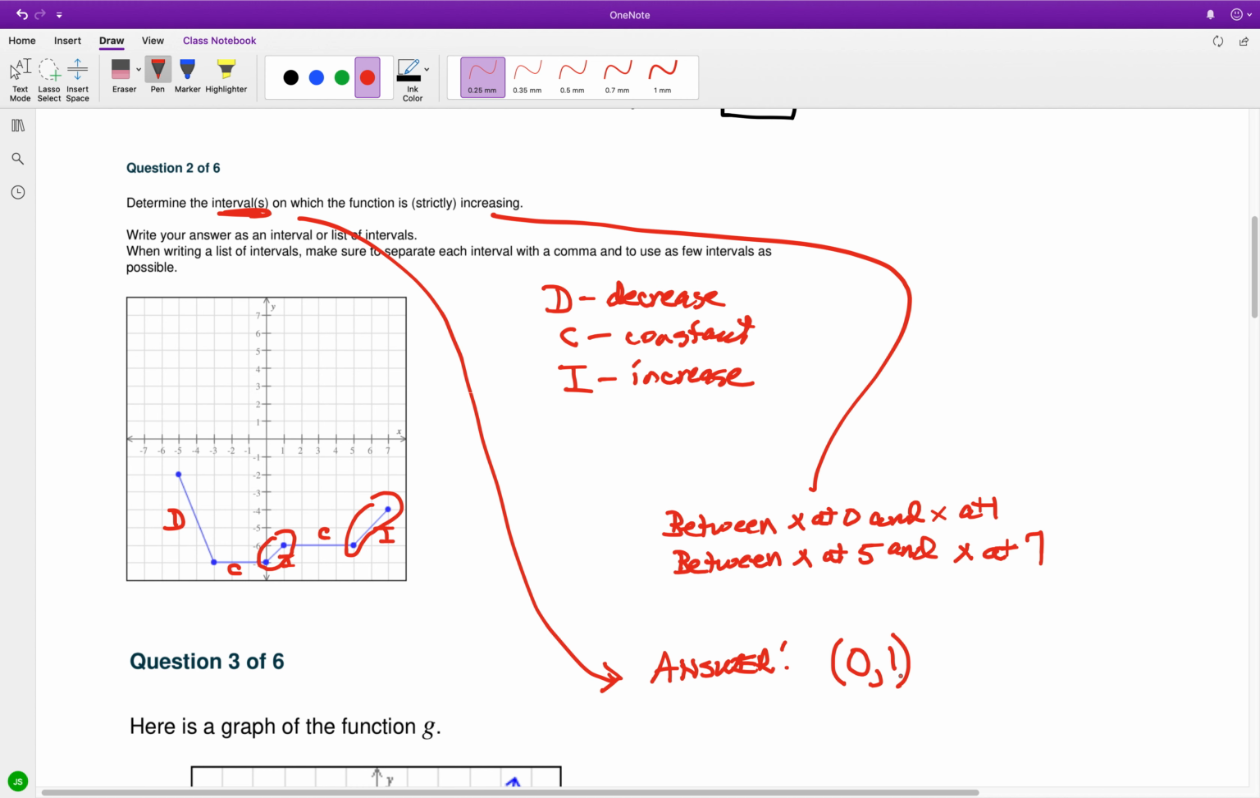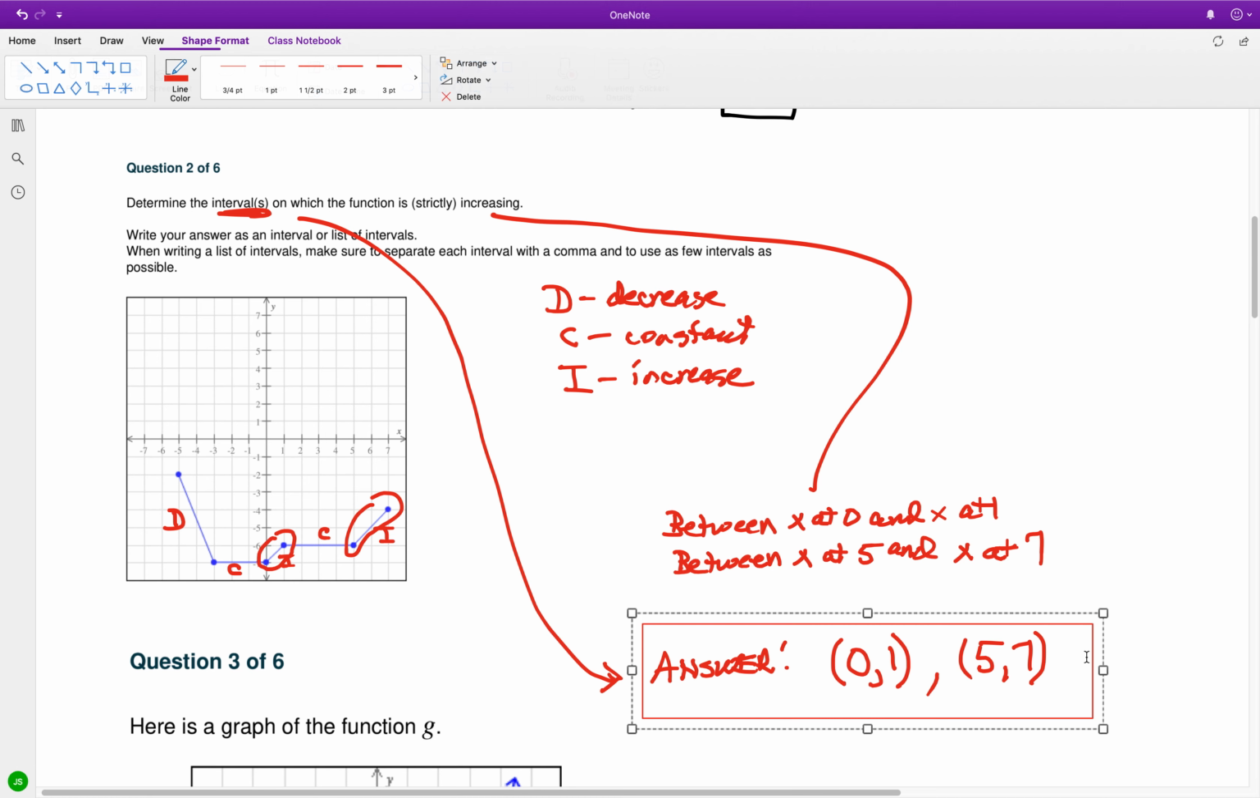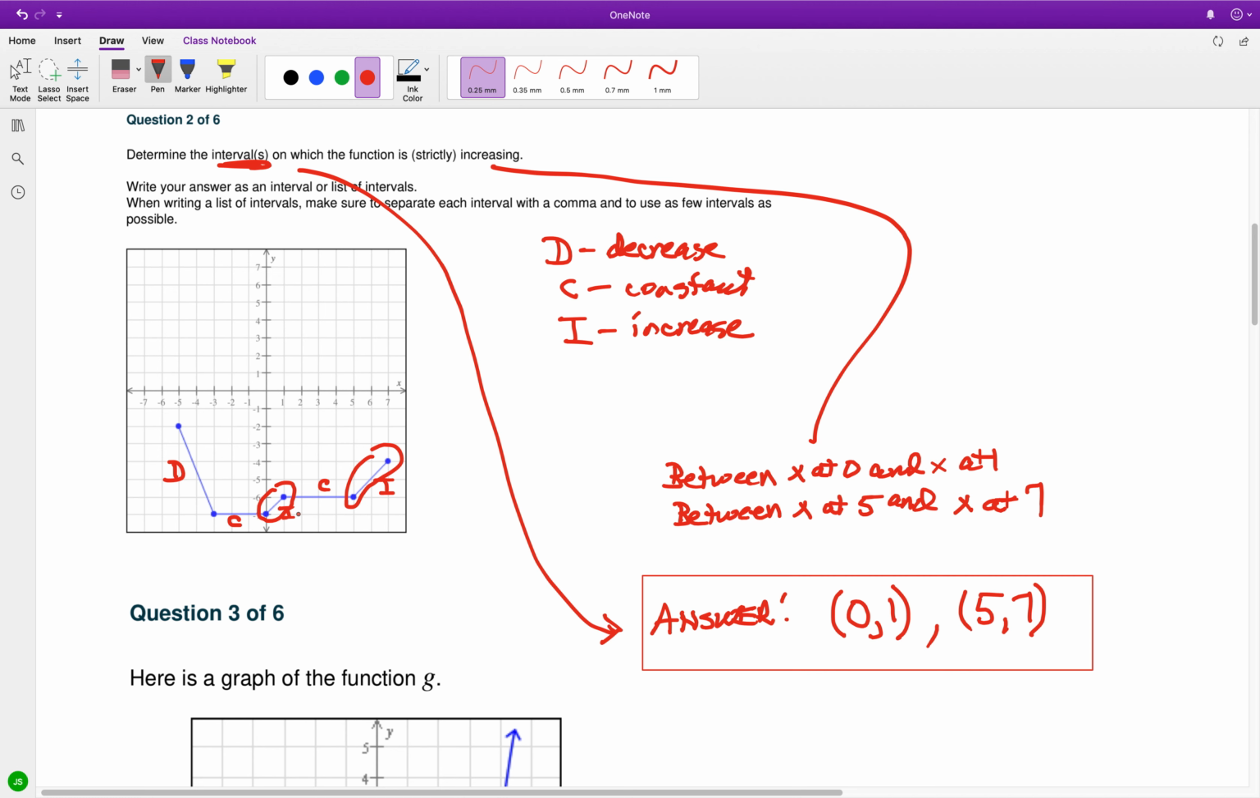And the intervals will be separated with commas. So you have between 0 and 1, and also between 5 and 7. So again, we're looking at strict increase for these two sections, and we have symbolized it in terms of the intervals of increase, so I have between 0 and 1 for x, and also between 5 and 7.